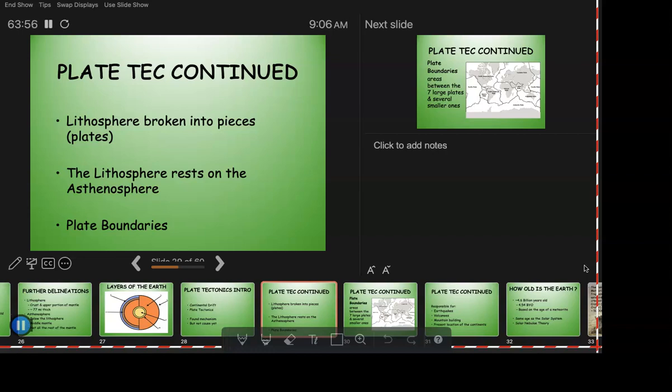So, the crust. You've always heard the crust is broken into plates. Again, we're in college now. We're going to say the lithosphere, because it's not just the crust. It's that little bit of mantle goo on the bottom. That's important. And those are the plates in plate tectonics. The lithosphere that's broken up rests on the asthenosphere. And the areas where one plate ends and another one starts, that break, that crack, we call a plate boundary.